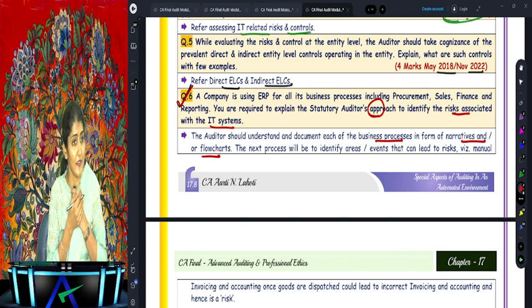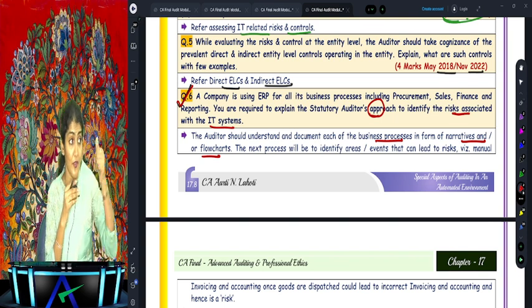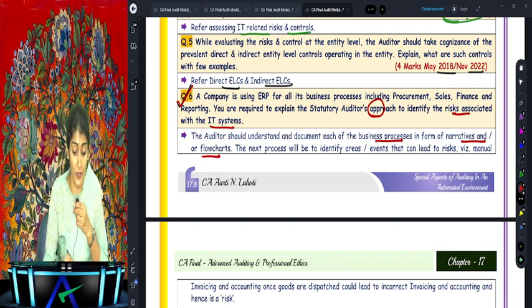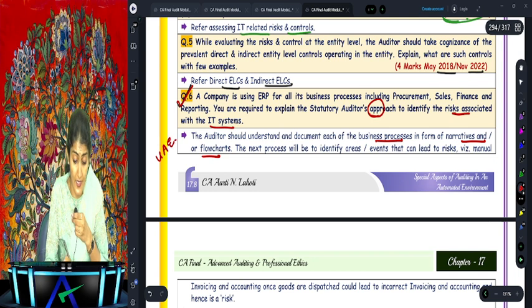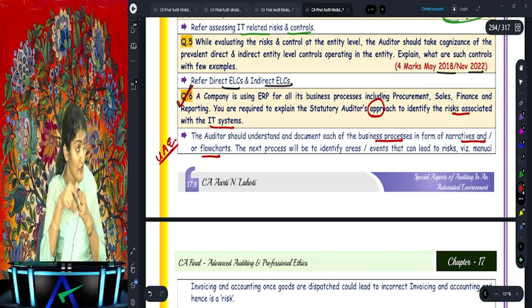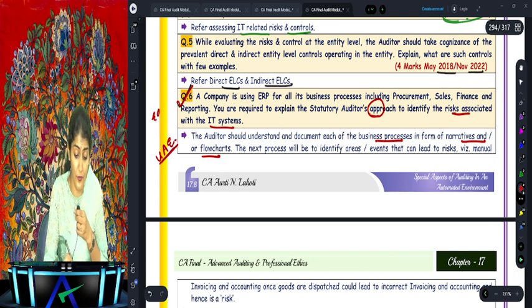Where did we study this? Consideration of automated environment at each phase of the audit cycle. In the first phase, what was? Risk assessment phase. Second phase was what? The understand and evaluate. So there, that is the first step, and in each phase of the audit cycle, this was the first point over there.